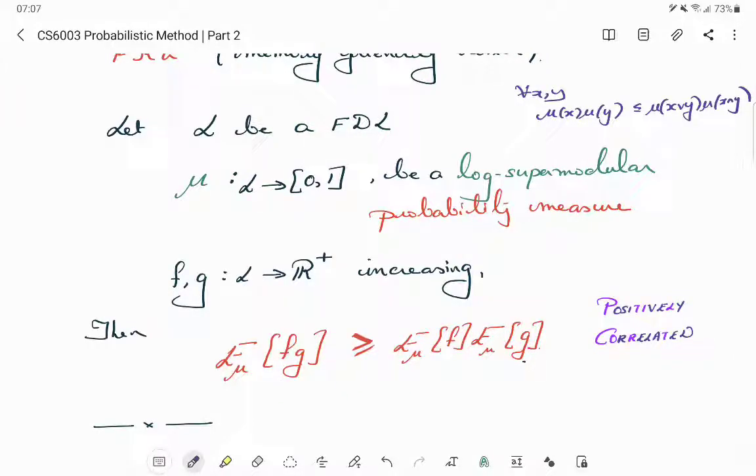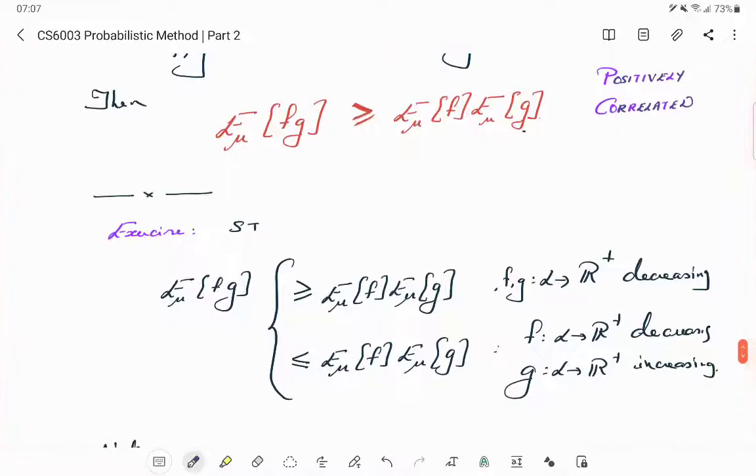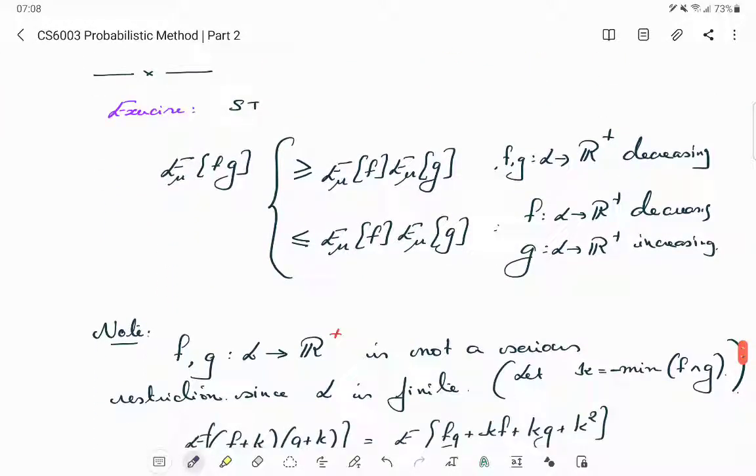This says that the functions f and g are positively correlated, but do not forget the conditions. This applies to a finite distributive lattice. Mu has to be a log supermodular probability measure, and f and g have to be increasing functions to non-negative real numbers. As an exercise, you can show that if f and g were both decreasing functions, again to non-negative real numbers, then the same inequality will hold, the positive correlation will hold, whereas if f is increasing and g is decreasing or vice versa, then they will be negatively correlated, which means the direction of this inequality will be reversed. But this is an exercise.